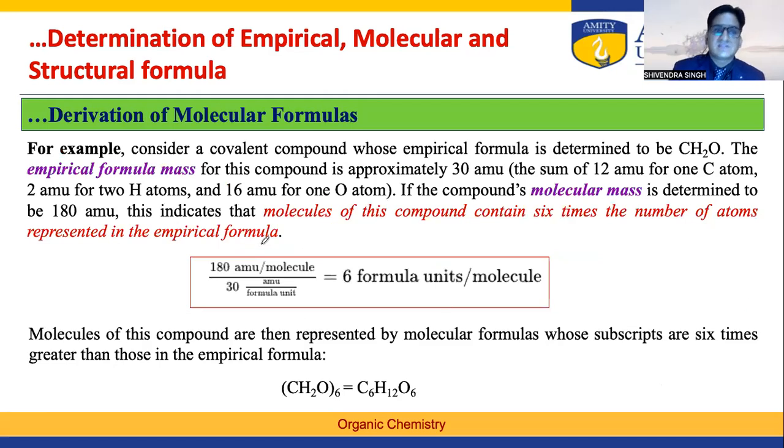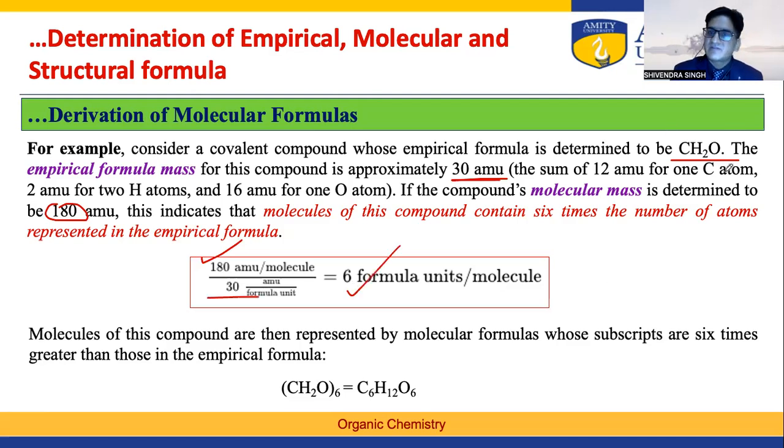Let me explain this content with a relevant example. We have CH2O, the empirical formula of a molecule. Its mass will of course be 30 amu. This is the empirical formula mass of this compound, because carbon has atomic mass 12, hydrogen has 1, and oxygen has 16. If we add these, we have 30, right? And by mass spectrometer, suppose we have found that the molecular mass of the compound is 180. Then we simply divide 180 by the empirical formula mass, which is 30. Then we have the value 6.